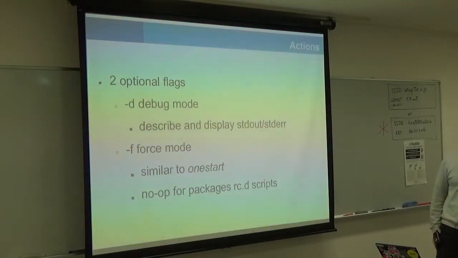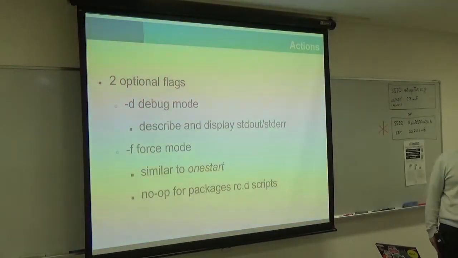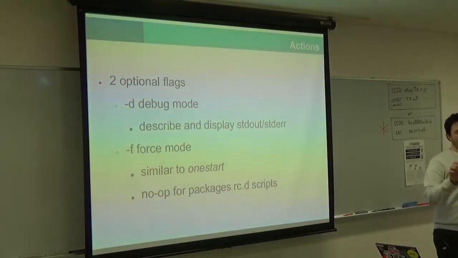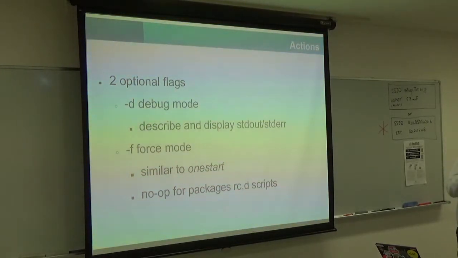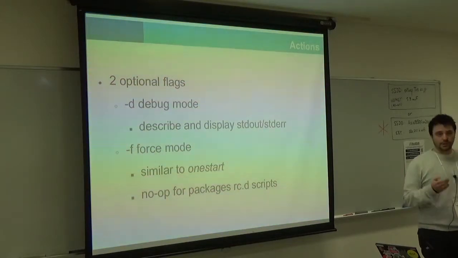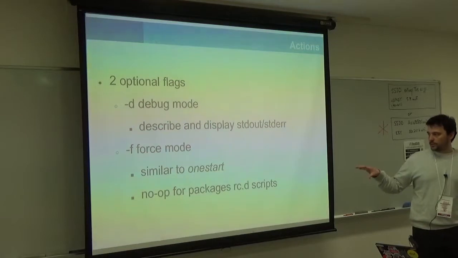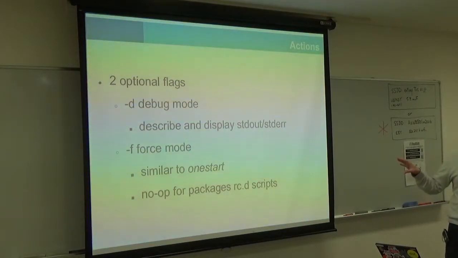On top of that, we have two optional flags. -d, which is the debug mode, will describe all the actions that it does and output the functions that it calls, as well as display the standard out and standard error of the daemon. We have the force mode, -f, which is similar to onestart, which is used to start a daemon that is not enabled in rc.conf.local. For a reason that I will explain right after, that's a no-op for rc.d scripts installed by packages.